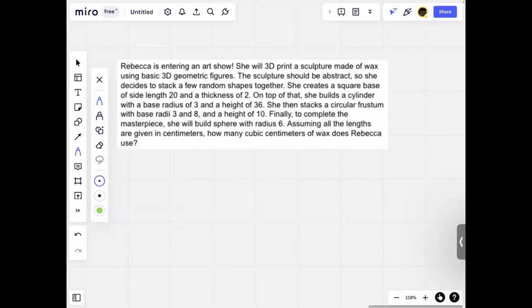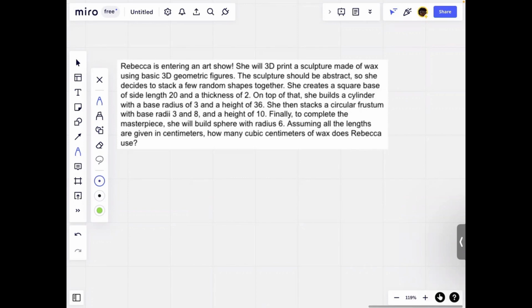Hi everyone, so for today's problem, it says Rebecca is entering an art show. She will 3D print a sculpture made of wax using basic 3D geometric figures. The sculpture should be abstract, so she decides to stack a few random shapes together.